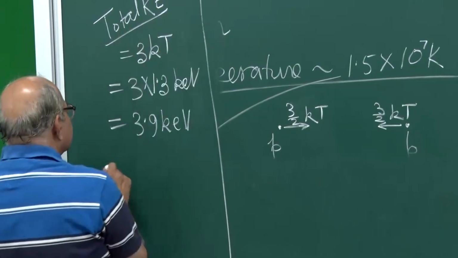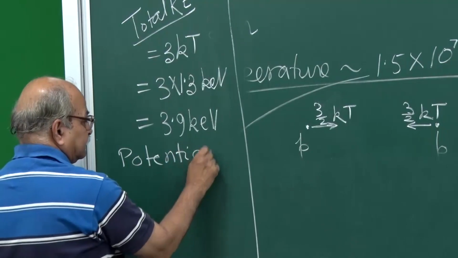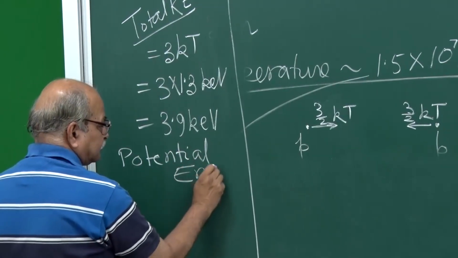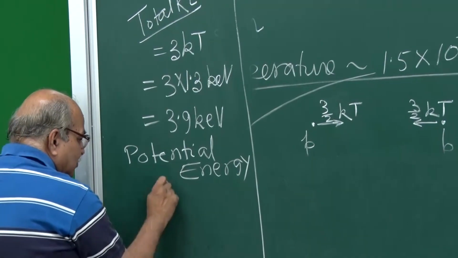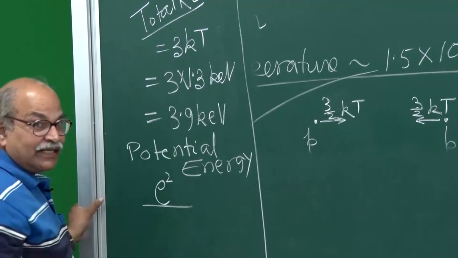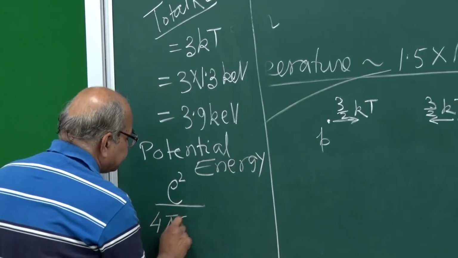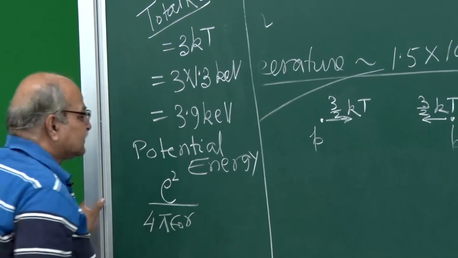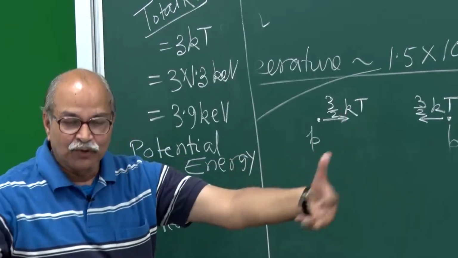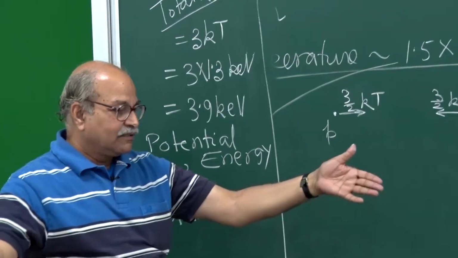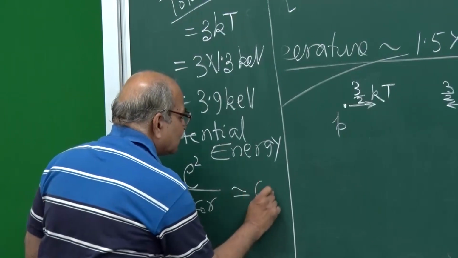This was kinetic energy, and the potential energy is written for 2 protons. So the charges are e and e: Q1 is e, Q2 is e. So Q1 Q2 over 4 pi epsilon naught R. This is the potential energy, and to start with, when they are approaching each other but still at a somewhat large distance, you can take this as almost 0.